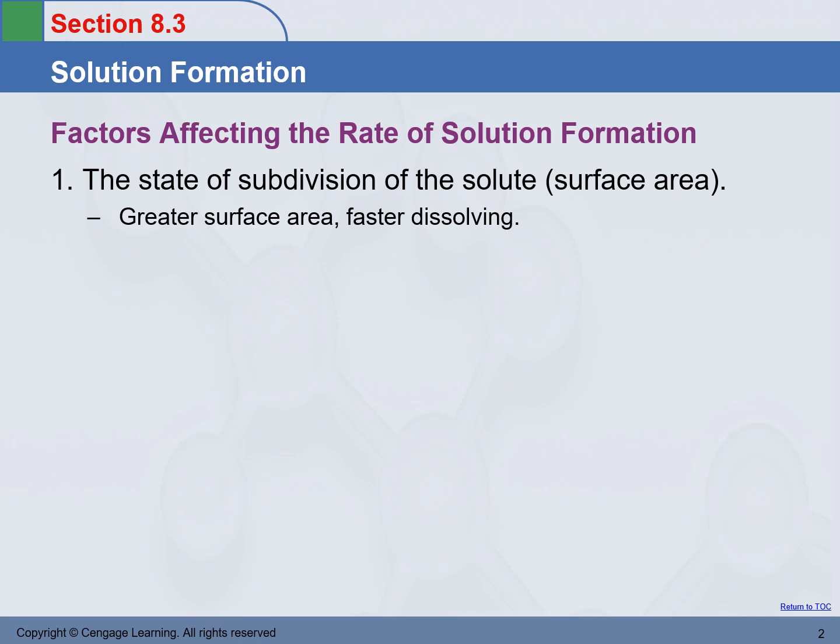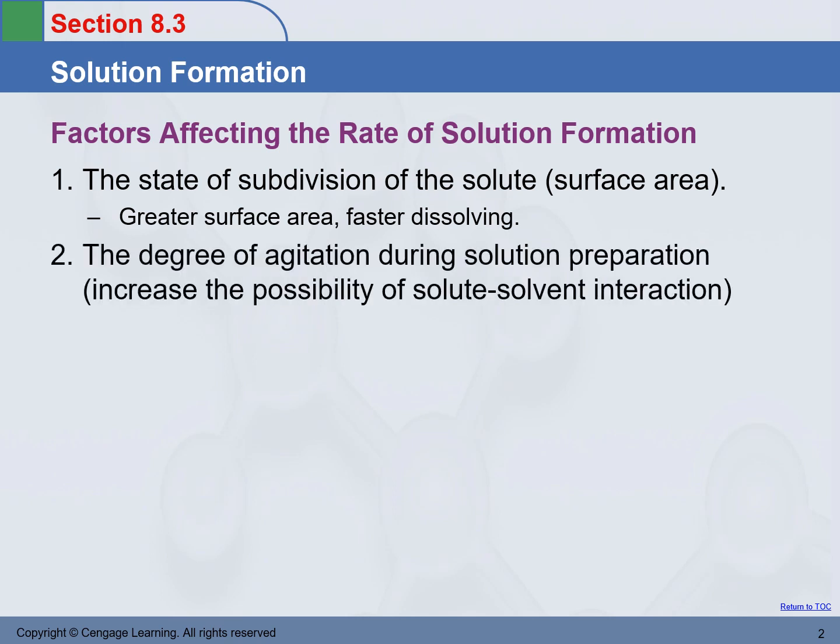So that's very straightforward. Number two, agitation. Stirring something, shaking something can make a solution form faster. Why is that? Well, think about this. Let's have either a beaker or a cup. We place some sugar in here, and we add some water. Our goal is to let the sugar dissolve.